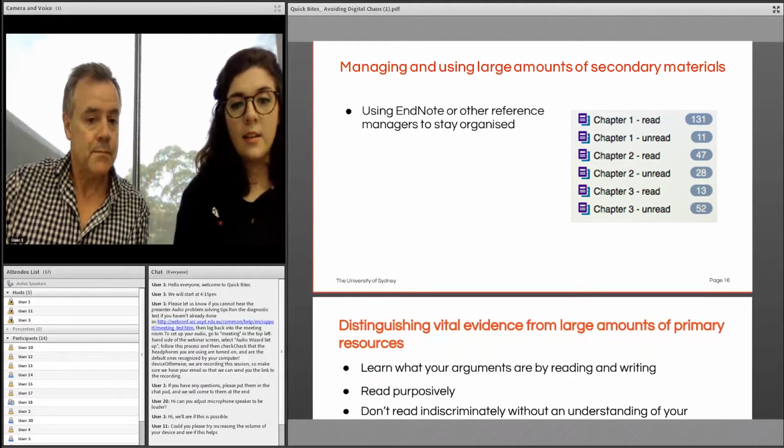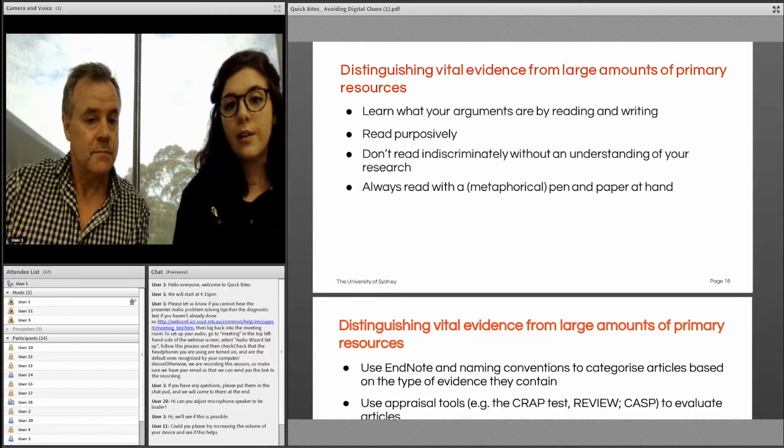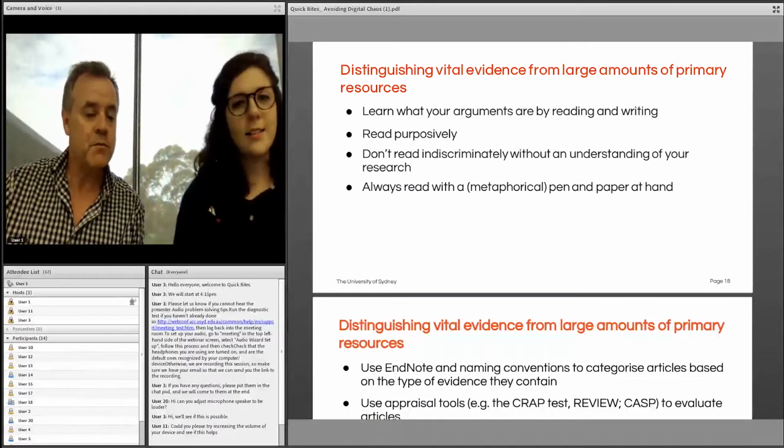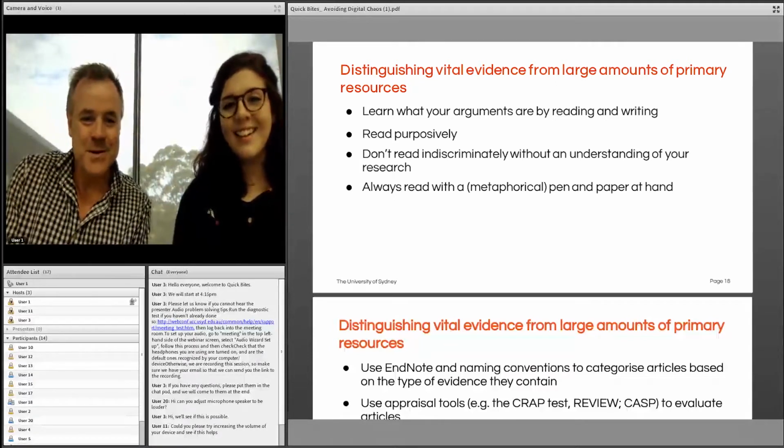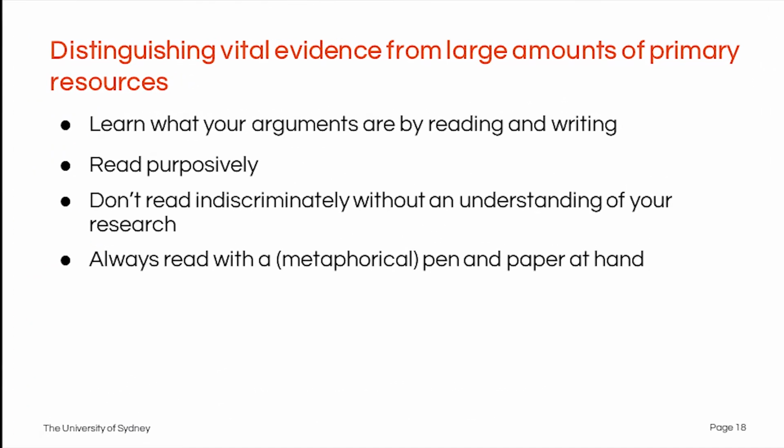Yeah. Okay. So now we're going to talk about distinguishing vital evidence from huge amounts of sources. So we've covered a lot of this already, actually. Yeah. But there are lots of different ways of saying the same thing. There are. Which doesn't hurt. So we're talking about, the reason I'm looking sideways is because I'm reading the screen, distinguishing vital evidence from large amounts of primary resources. Yeah, we have talked about that.